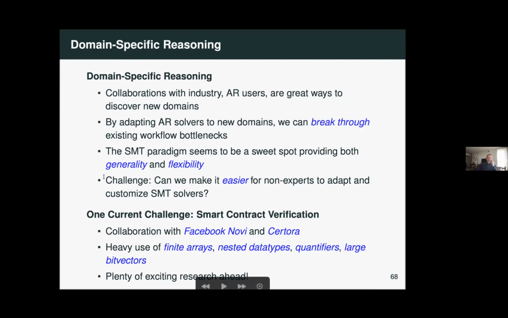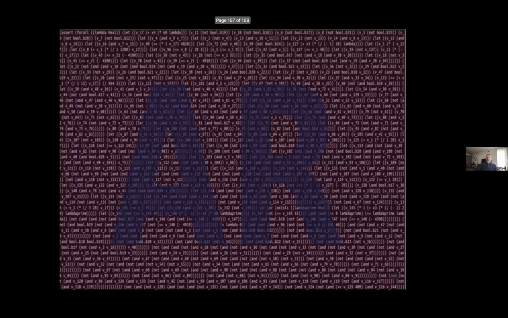And just one interesting current challenge we're working on, a collaboration with industry, is smart contract verification, working with both Facebook and Certora, a couple of companies doing smart contract verification. They have different kinds of challenges, especially large bit vectors, right? 256 bit vectors. And the standard techniques don't work. And so once again, we have the opportunity to create domain-specific solutions, which hopefully will generalize for many other users. Right, and I'll conclude there, and thank you for your attention.